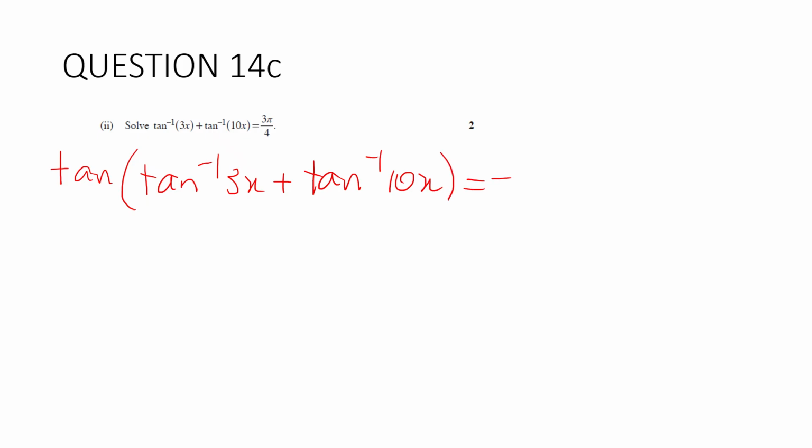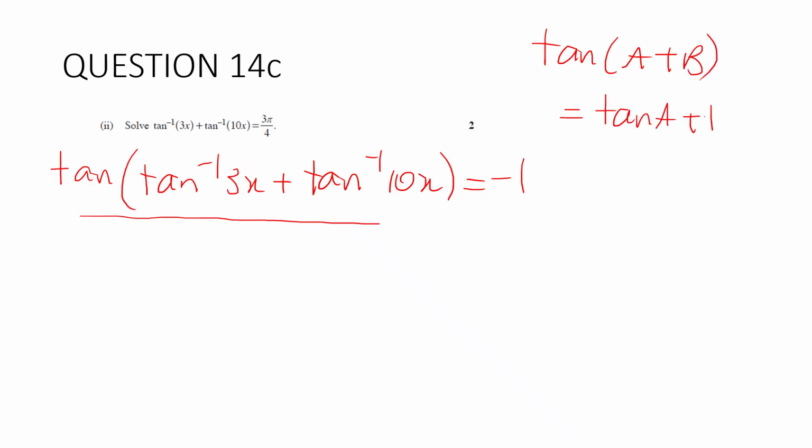Part 2, solve inverse tan of 3x plus inverse tan of 10x is equal to 3 pi on 4. Right, tricky question. We'll start by taking tan of both sides. And of course, tan of 3 pi on 4 is negative 1. Now, don't make the mistake of thinking you can expand that out. It would be too simple anyway. But this is tan of A plus B. And we know that that's going to be tan A plus tan B all over 1 minus tan A tan B.